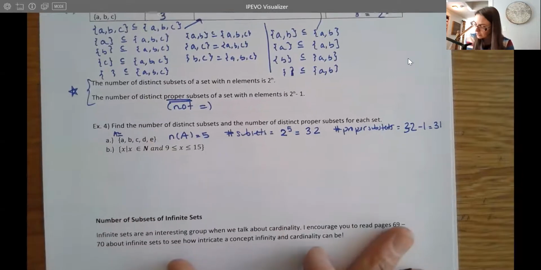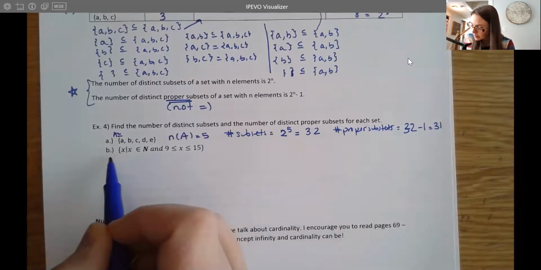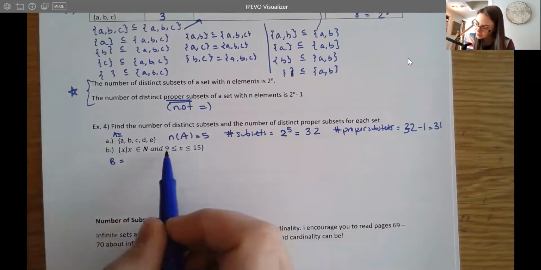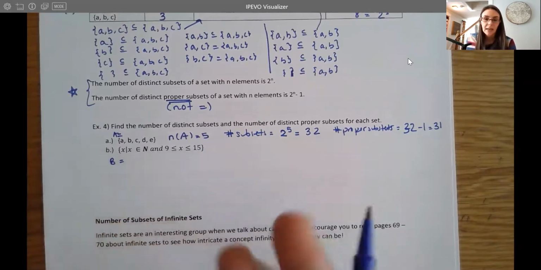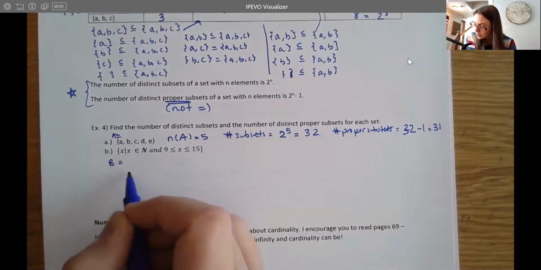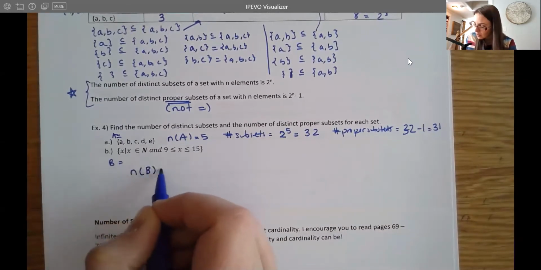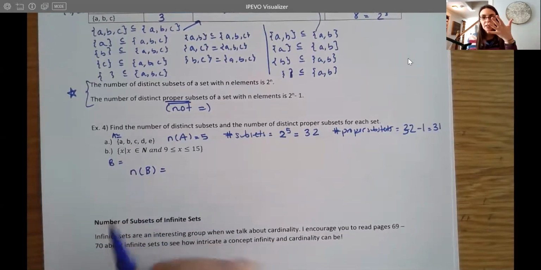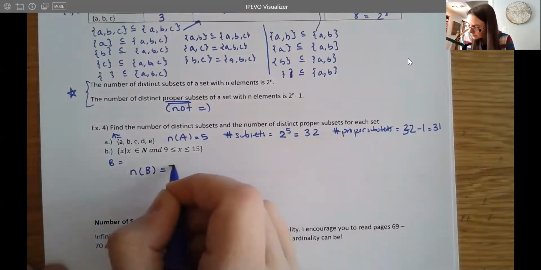All right, for this one here, I'm going to call this one B. My set is X, such that X is a natural number and it's between 9 and 15, and 9 and 15 are included. So how many elements do I have? So let's see. I have 9, 10, 11, 12, 13, 14, 15. So I have 7 elements.